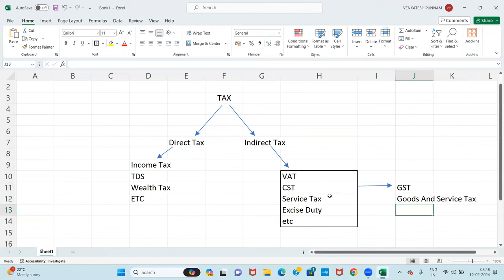Sir, has the old tax been replaced by the new tax for all activities? No, everyone. For petrol and alcohol, they are still calculating the old taxes: VAT, CST, service tax, excise duty, and so on. Except petrol and alcohol, for all the remaining things we now calculate goods and service tax. Goods and service tax is an indirect tax. It is calculated when you are doing purchases and sales.